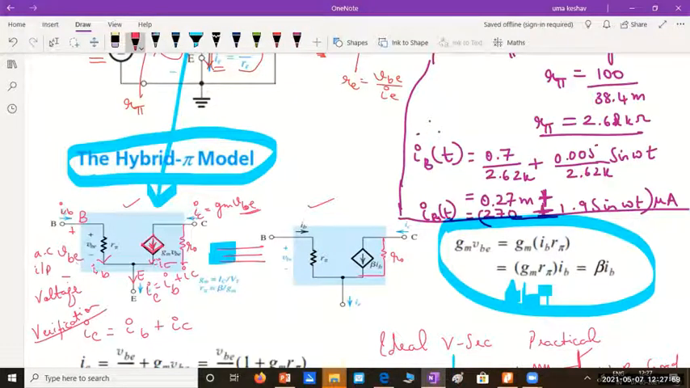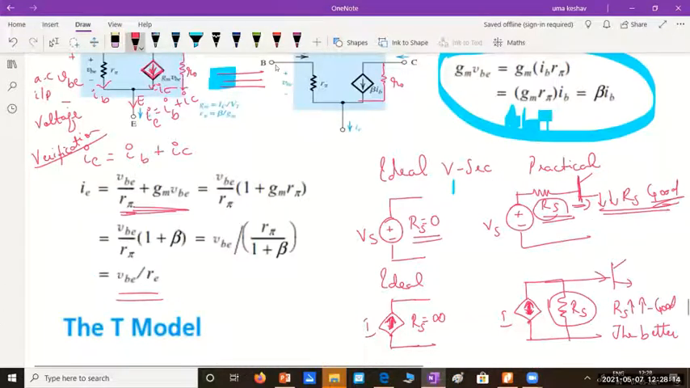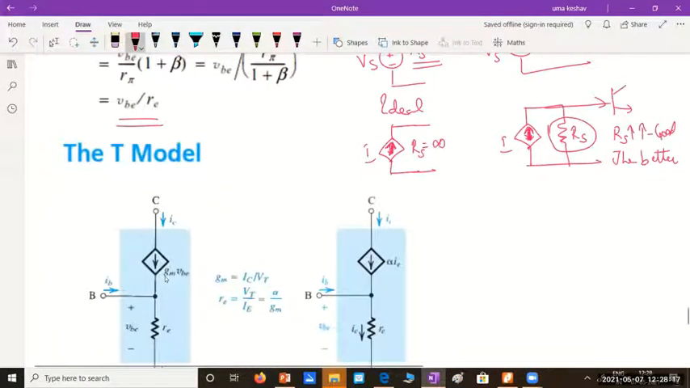Pi, because this is in the shape of the symbol pi. You see, I have one branch here, R pi, one branch here. So it resembles the symbol pi, hence the name hybrid pi model. Is that clear? Next comes, I told you, another version of this model, the T model. As you can guess, it resembles the shape of the English letter T. Though turned to the side, it resembles the shape of this letter T, as you can see. Hence, it is called T model.